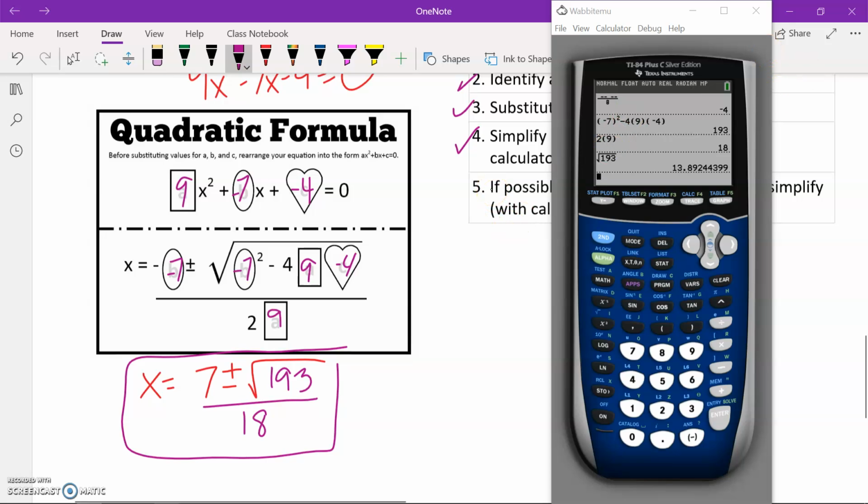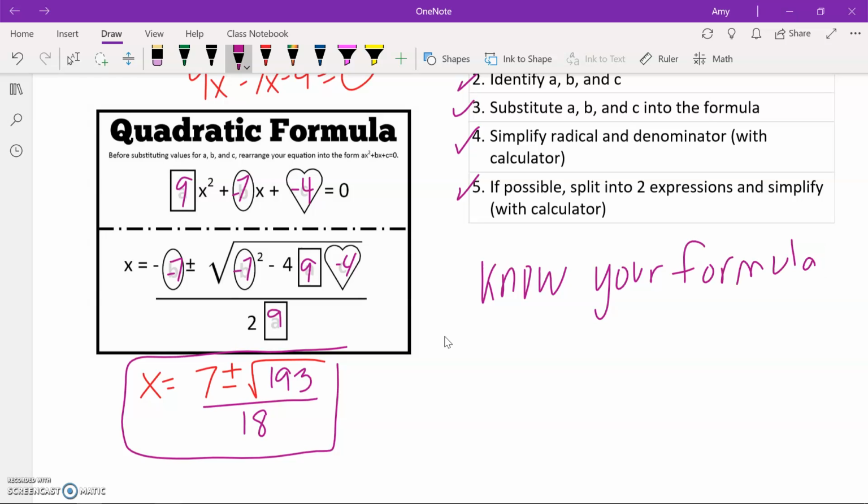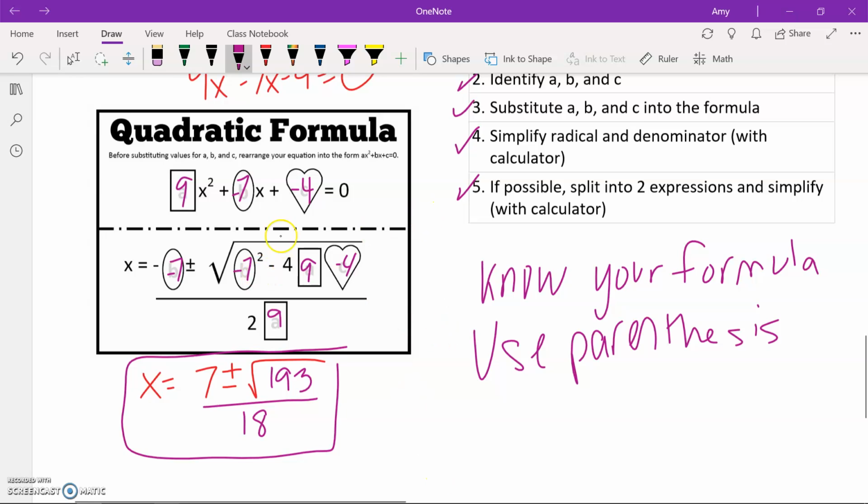On the other problem, we had to break it down more because it could be simplified. And that is how we use the quadratic formula. The biggest thing that I want to emphasize, you need to know your formula and you need to use parentheses. If you don't use parentheses, your calculator might not understand what you're asking it to do. Thank you.